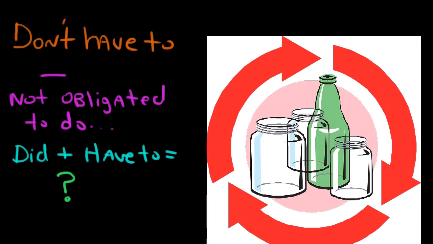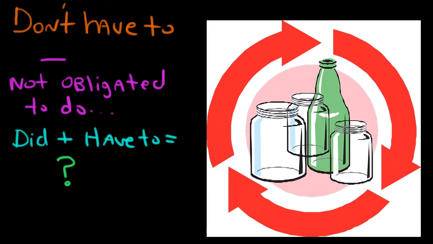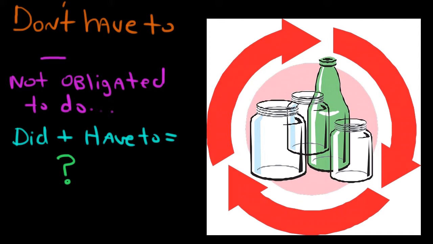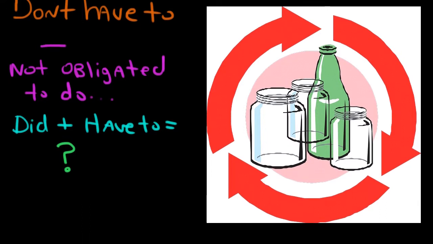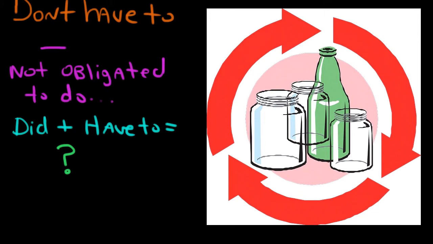For example, in the house, do you have chores? Do you have to take out the trash? Do you have to get good grades? But you don't have to stay up late every night, and you don't have to wash the dog. So those are some things you don't have to do. You're not obligated to do them. Let's look at some examples on how to use don't have to and how to use did and have to make questions. Let's start with don't have to.